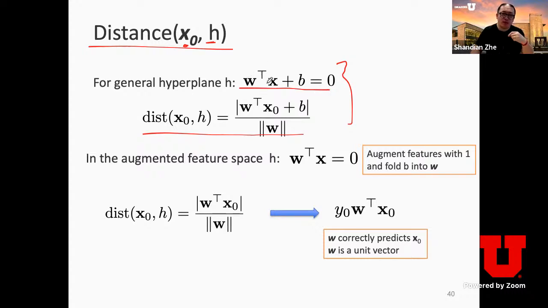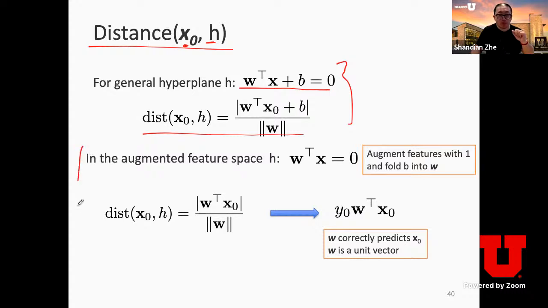the left-hand side of this equation at x0, and then taking the absolute value. W transpose x0 plus b, you take the absolute value, and then you divide this value by the norm of W, right? The norm is calculated as the Euclidean norm, just the square root of the sum of the squares of each element in W, right? So this is a general formula to calculate distance for a general representation of a hyperplane.